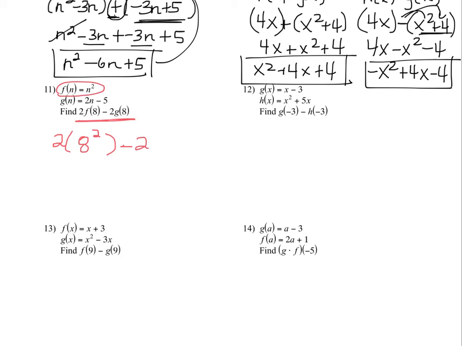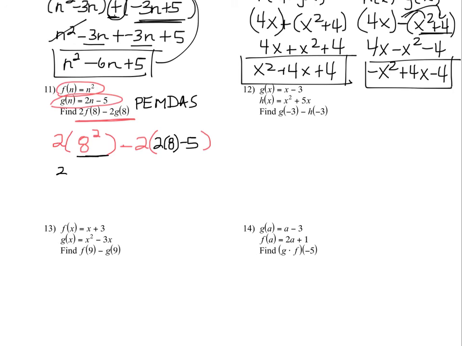minus 2 times g of 8. Well, g of 8 is going to be plugging 8 in for n right there, so it's going to be 2 times 8 minus 5. So it's going to be 2 times 8 minus 5. And then now order of operations. Remember PEMDAS, please excuse my dear Aunt Sally. So make sure you do your parentheses first, inside your parentheses first.